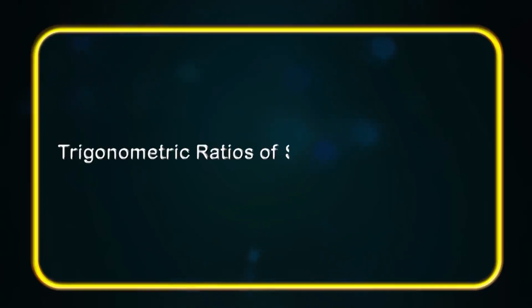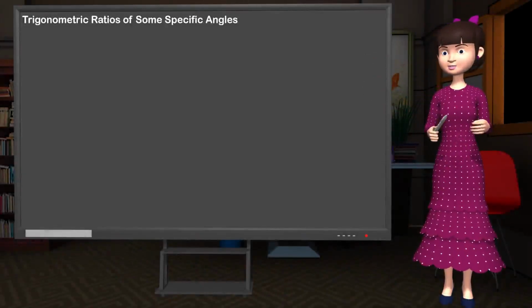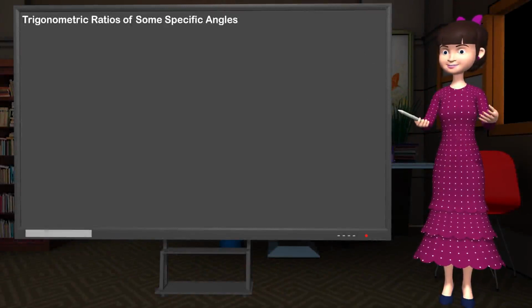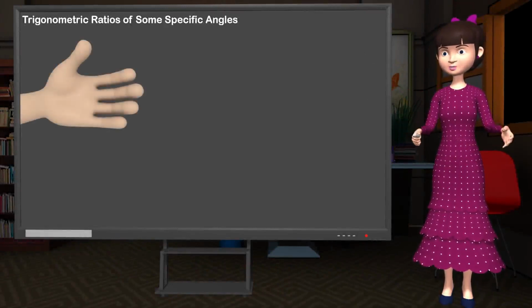Trigonometric ratios of some specific angles. Let us see how to remember the trigonometric table with the help of the palm trick. Take your left hand with palm facing your face.